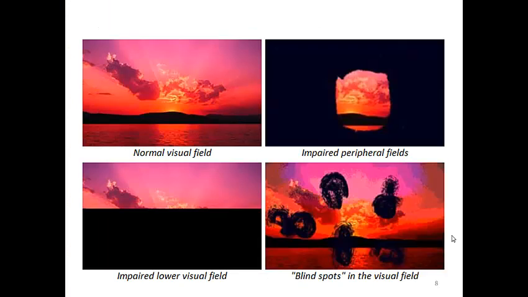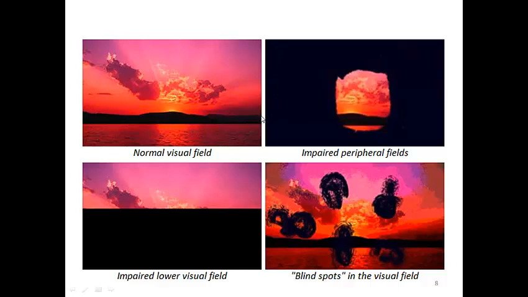And here are just some examples so you can visualize what different visual impairments look like, or how people who have vision impairments see. Okay, so this is our normal visual field. So somebody who does not have any visual impairments will see a picture like this.